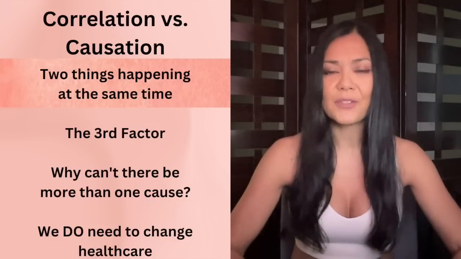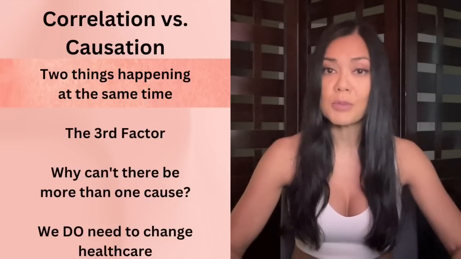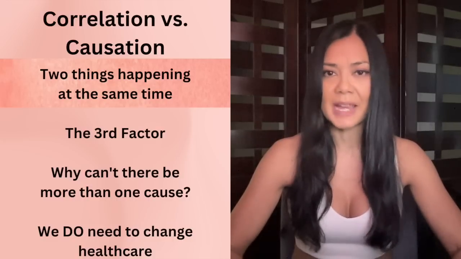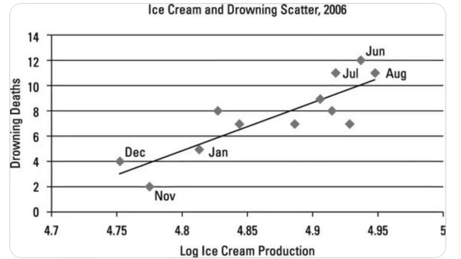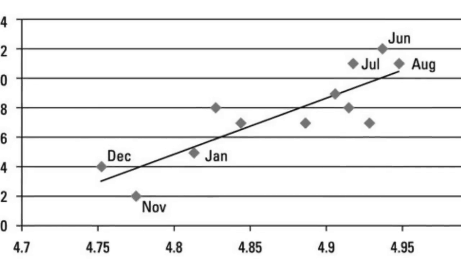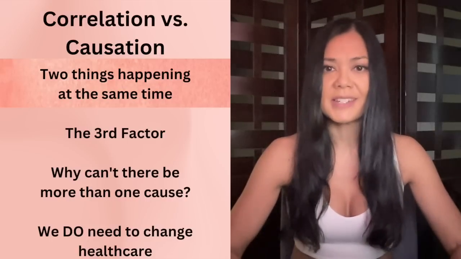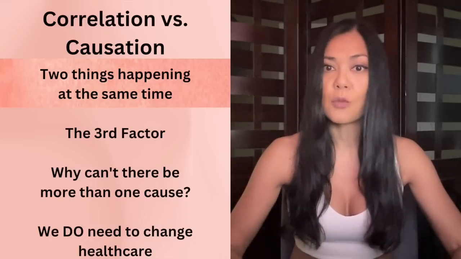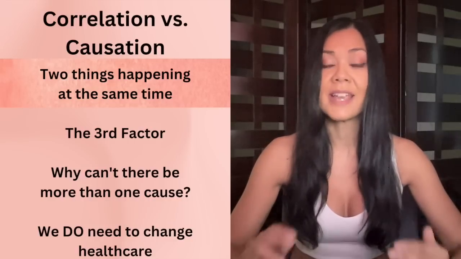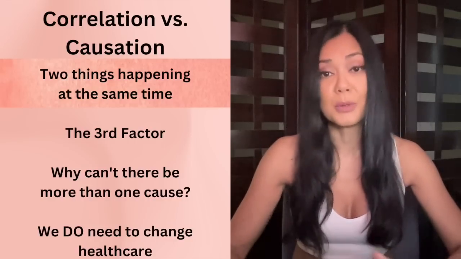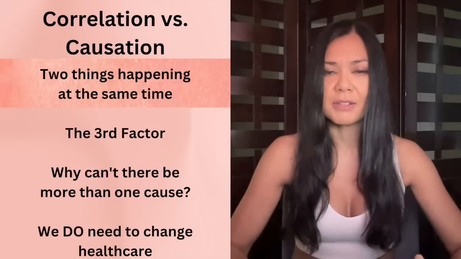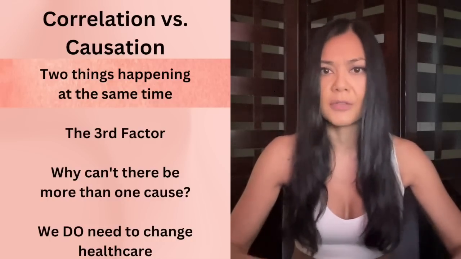So Hannah's definition of correlation was two things happening at the same time. Now, there's a very, very popular example of correlation, which is ice cream sales versus outdoor swimming pool deaths, because they correlate. But the reason why they correlate is because there is the third factor of weather, because warm weather increases ice cream sales, as well as increases the number of people that go swimming in outdoor pools, thus increases outdoor swimming pool deaths. But this correlation can be broken with an external factor.